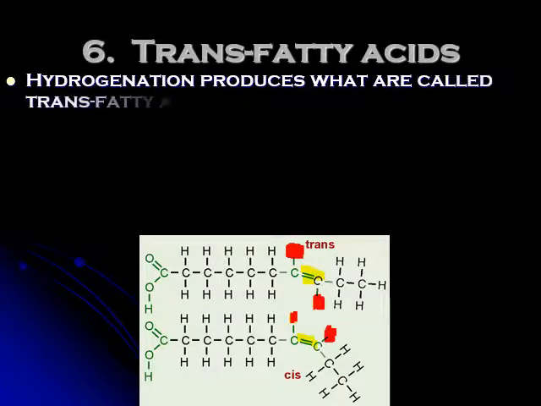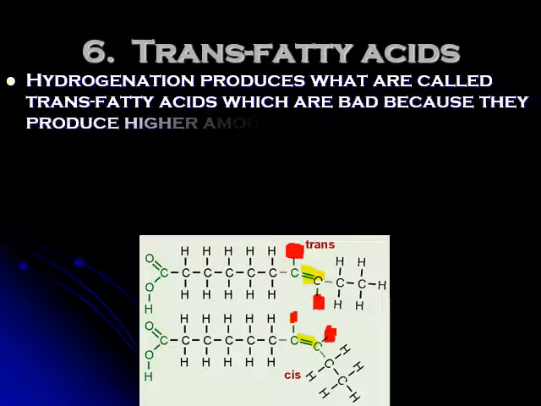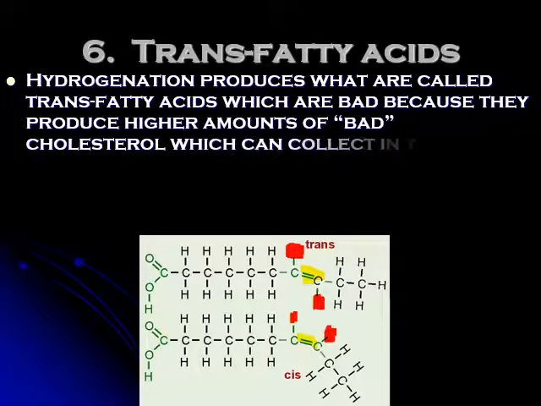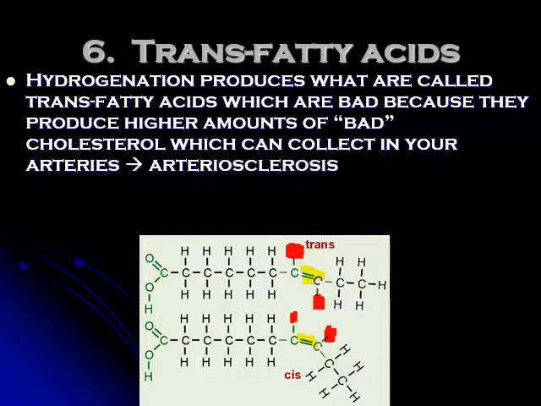So hydrogenation produces what are called trans fatty acids, which are bad because they produce higher amounts of bad cholesterol, which can collect in your arteries and lead to a situation called arteriosclerosis.